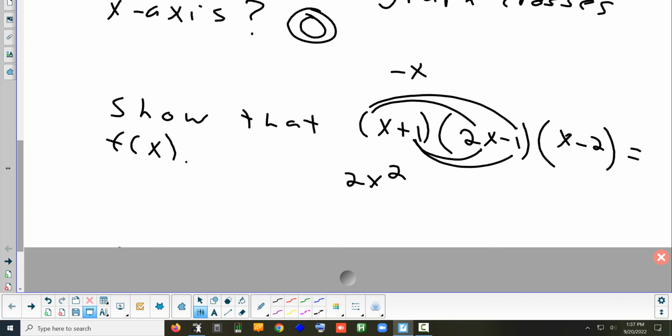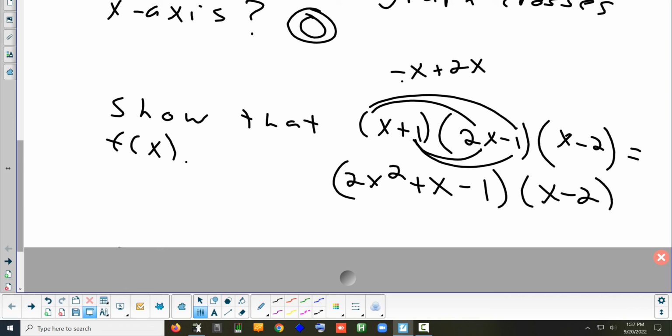Austin, what's 1 times 2x? 2x. So what's negative x combined with positive 2x? Just x. Okay, so we did the first, outer, inner. Now we do the last. Curtis, what's 1 times negative 1? Negative 1. Okay, so that's what you get when you FOIL the first two together.